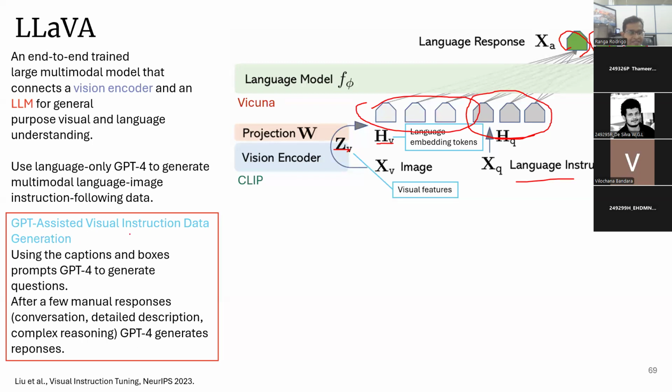GPT-assisted visual instruction data generation is also there. They use the captions and boxes with GPT-4 to generate questions. After a few manual responses covering conversation, detailed description, and complex reasoning, GPT-4 generates responses. This kind of language generation is one of the main contributions of the LLaVA paper.